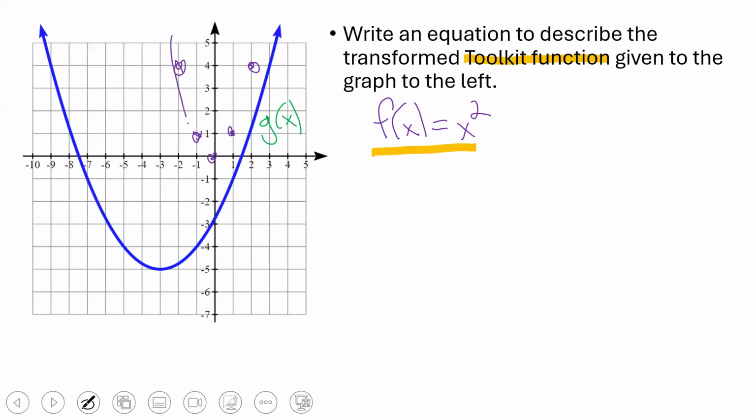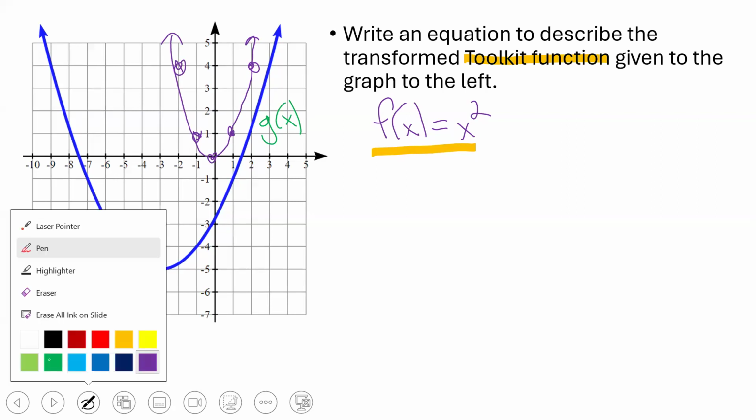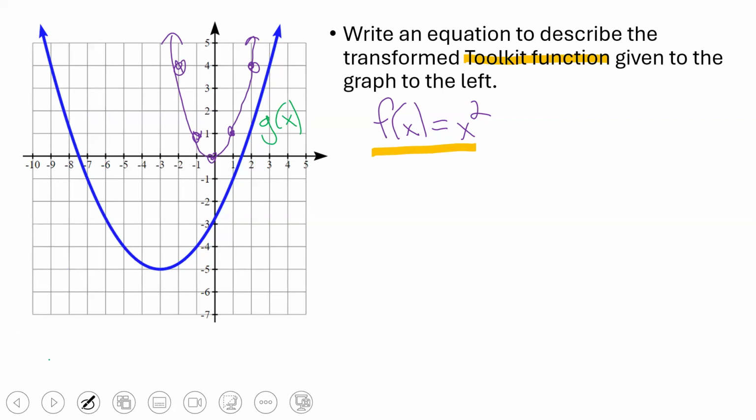And so then if I draw that, I can see that the blue graph there certainly differs from the graph that I've drawn in purple. So I want to figure out what changes have been made. So what I'm going to do is list out the transformations over here that I see.